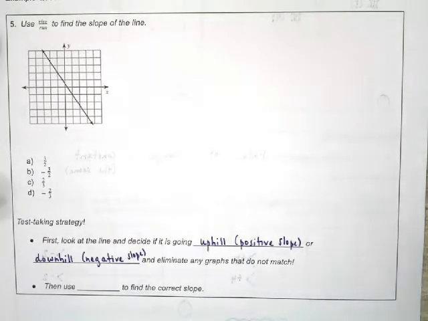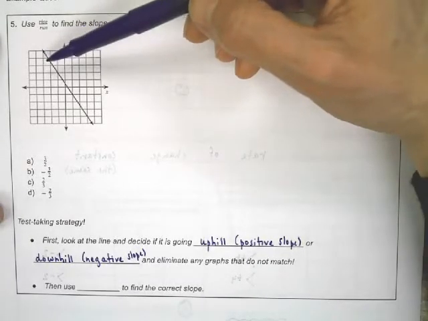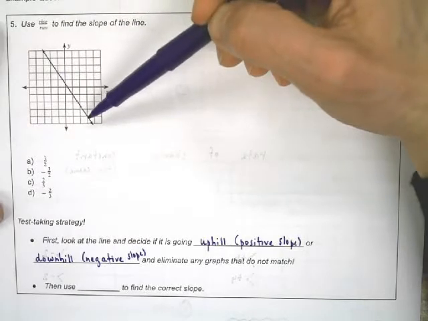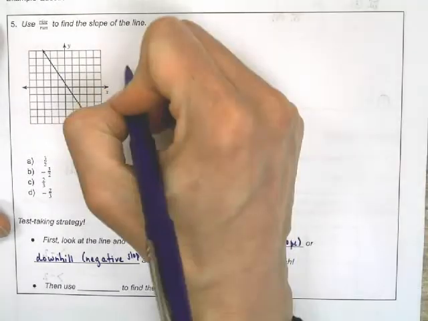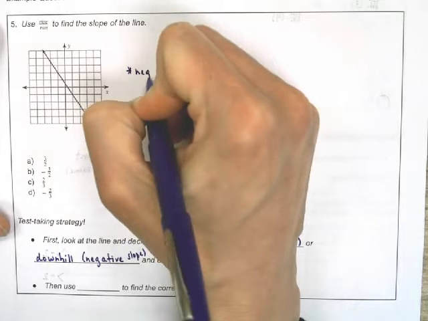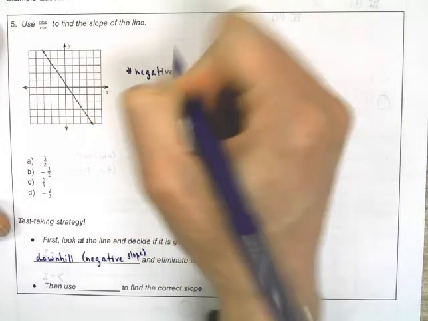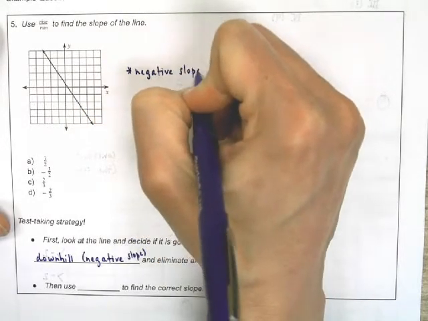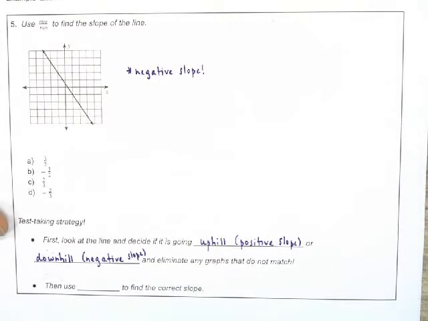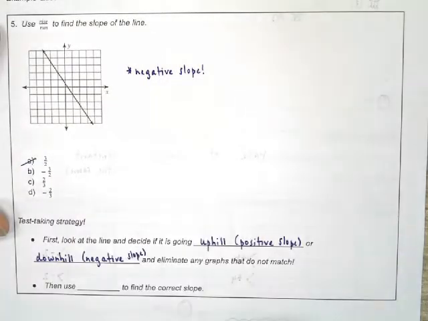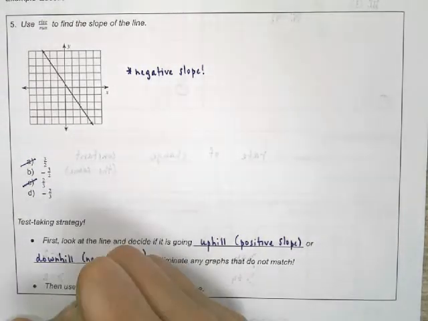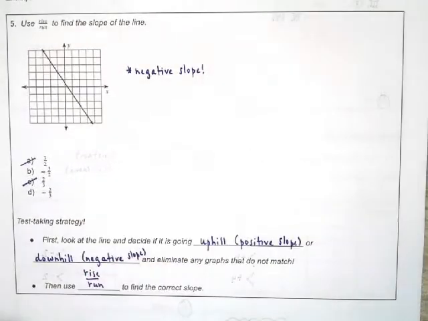So if I look at my line, if I start at the top here and go down, clearly we're going downhill. So I know this is going to be a negative slope. So I'm going to kind of help myself out here and eliminate any choices that aren't negative. So it can't be A and it can't be C. So now I can use rise over run to find the correct slope. So I've kind of narrowed down my choices.